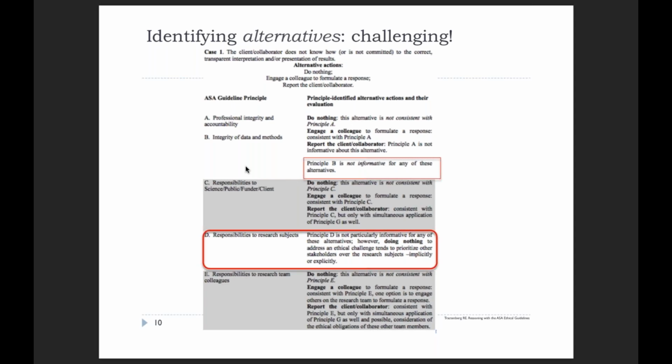Responsibilities to research subjects is importantly not informative about these potential alternatives, because if you do nothing when there's an ethical challenge, you may be biased against the research subjects just because doing nothing prevents them from finding out that something wrong was going on or something was amiss. So doing nothing is never consistent with any of the ASA guideline principles. Even though it's common and simple, it isn't consistent with guideline principles.